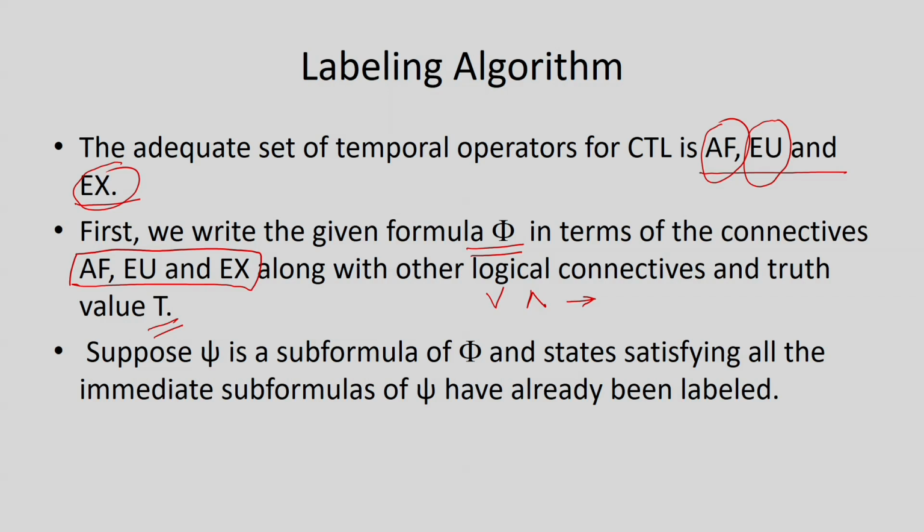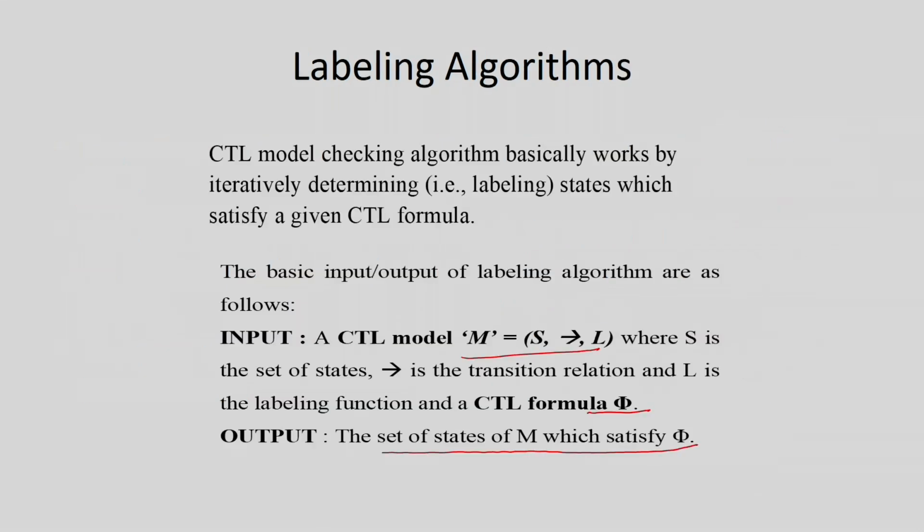Suppose psi is a subformula of phi, and the states satisfying all the immediate subformulas of psi have already been labeled. We are going level by level: given a formula, we go through all the subformulas. First, we have to look for the primitive ones, and how we get them we will discuss. We know the labeling function of our model, because the model consists of a set of states, a transition relation, and L, the labeling function. With the help of the labeling function, we know the truth values of atomic propositions in the states.